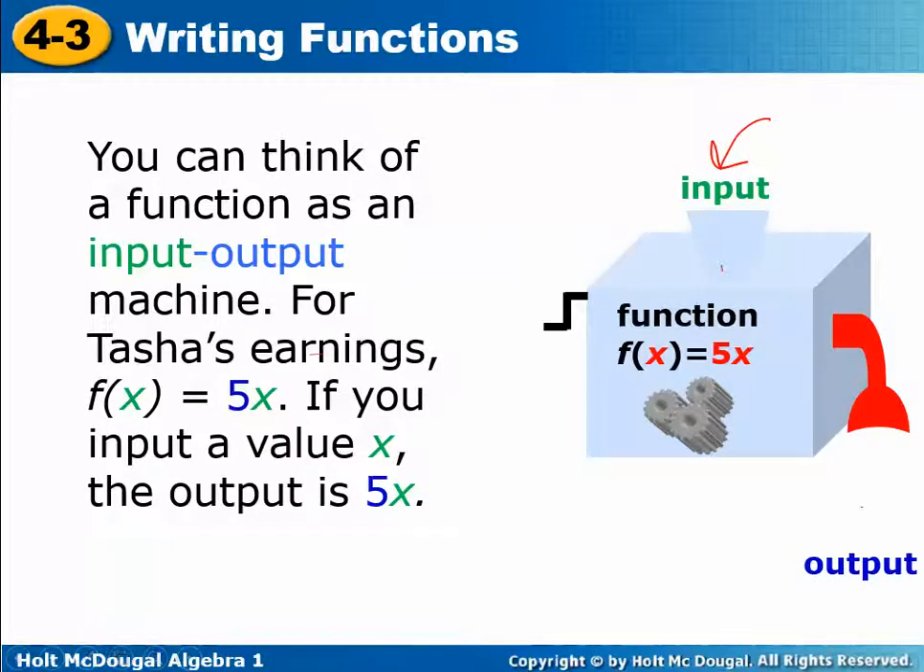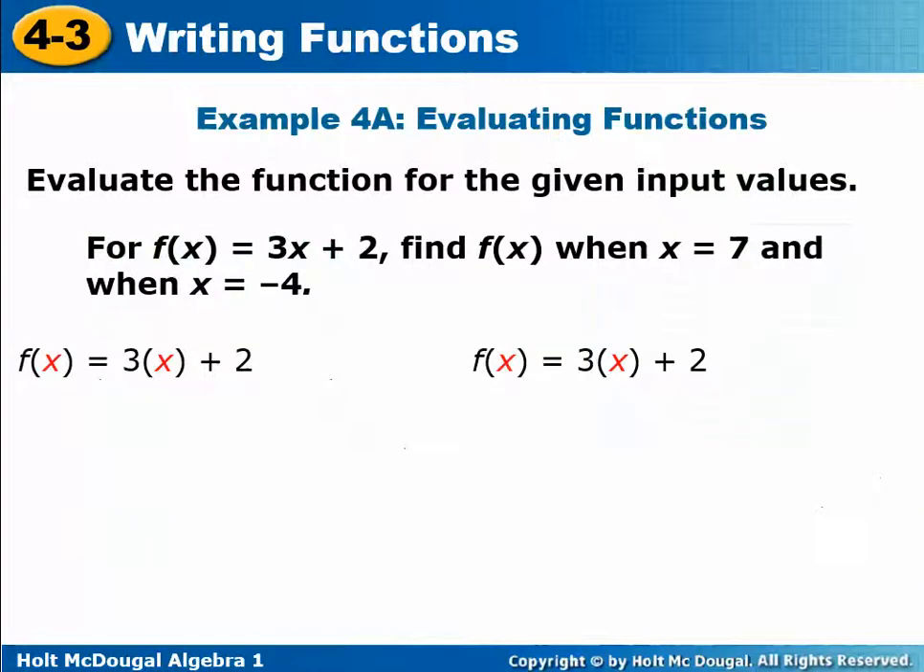So if you put x in, multiply it by 5, you get 5x. If you put 2 in, you multiply it by 5, you get 10 out. It's just kind of a way of thinking about functions. Put 6 in, gets multiplied by 5, you get 30 out. So you can evaluate functions with that machine kind of idea.